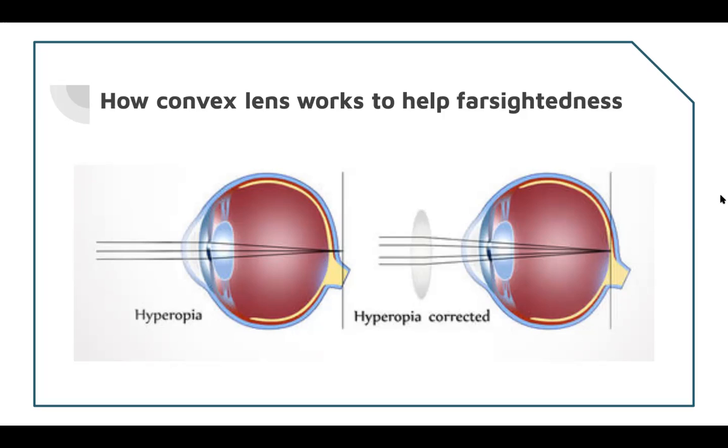When a convex lens is placed in front of a far-sighted eye, the focal point is corrected and moves to be located right on the retina. Once the focal point is corrected with the convex lens, objects far away, as well as objects close by, can be seen clearly.